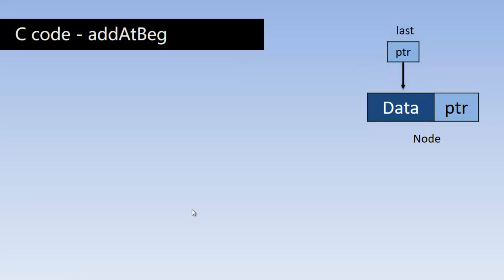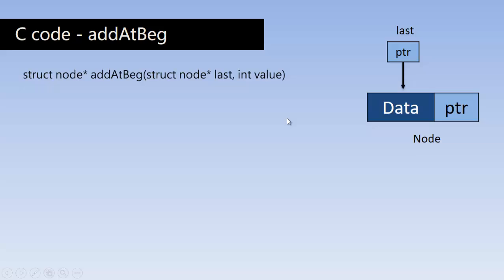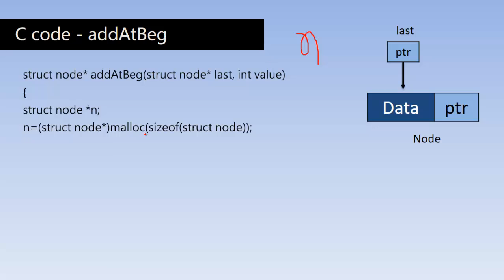Let us assume there are already some nodes in the list. Now we are going to add a node in the beginning, before the first node. It will take the value to be inserted and the content of the last pointer. Let us assume this is the last pointer and this is the last node, and I want to insert a node at the beginning. So I'll take a new pointer called n, and this will create a new node, and the address of the newly created node will be stored inside n.